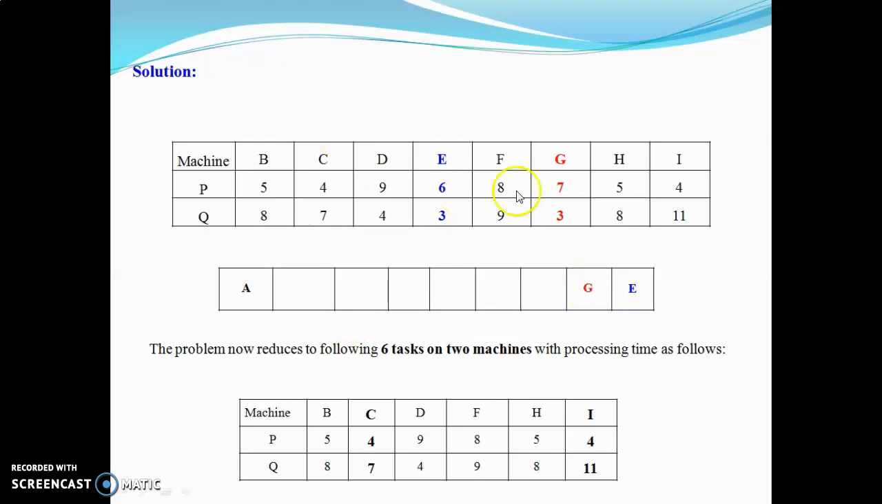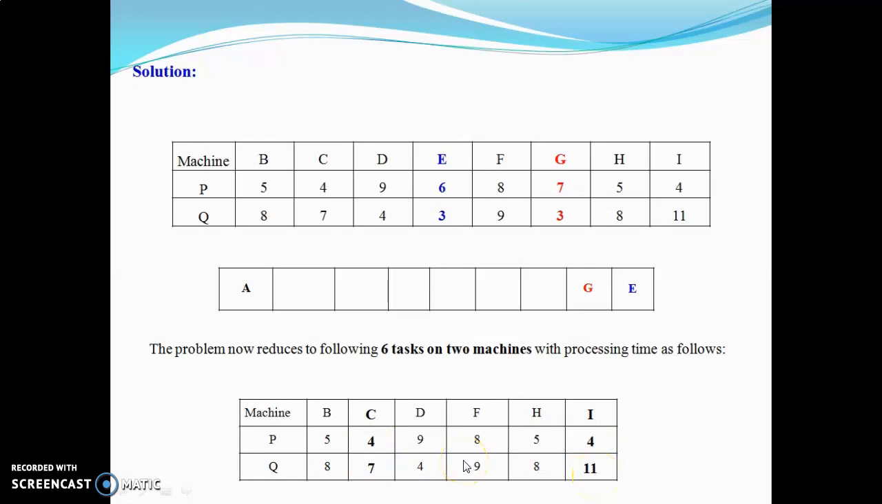So after 3 jobs are assigned, there are 6 left. The problem now reduces to the following 6 tasks on 2 machines, with the processing times as follows. So here there are 6 jobs, A, C, D, F, H, I and 2 machines. Now again we select the minimum processing time. Here C and I, two values arise, 4 hours, with 7 and 11 here.